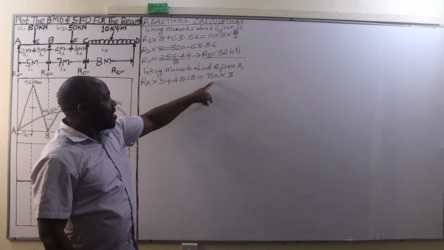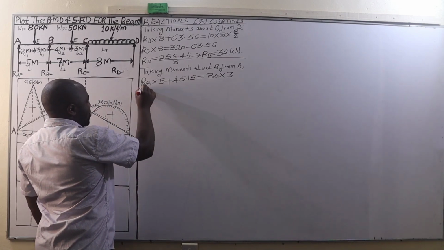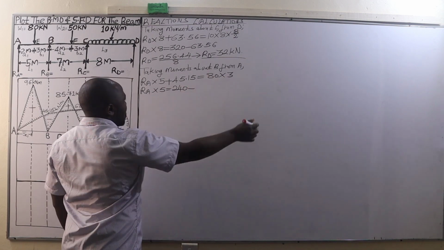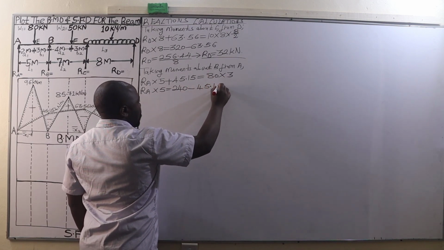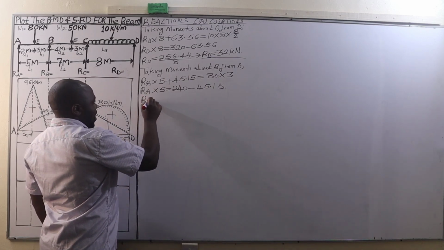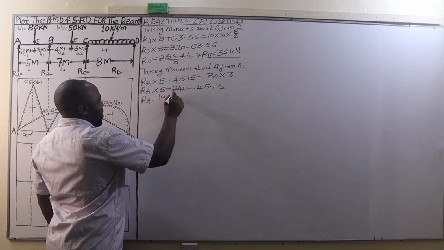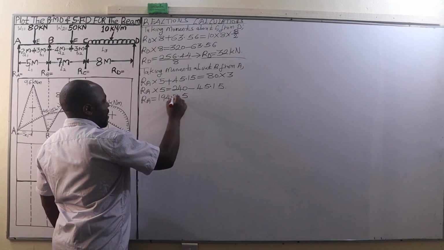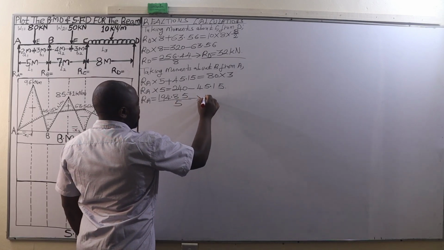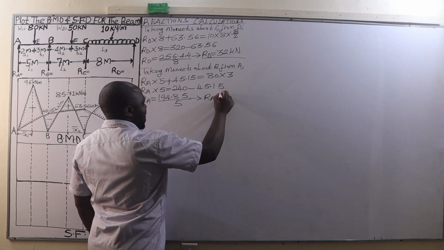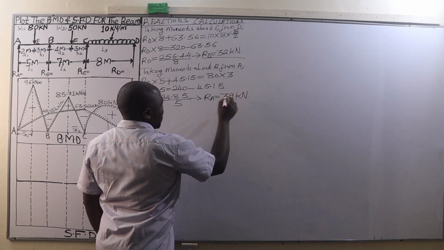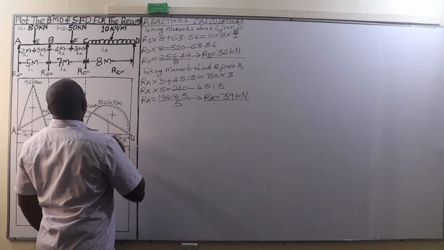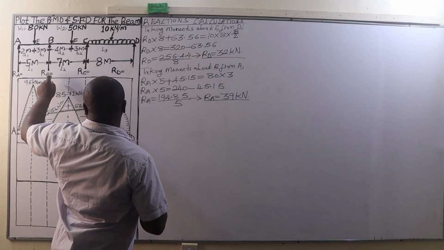Therefore, clockwise moments are equal to anti-clockwise moments. So this is going to be RA times 5 being equal to 240, that is 80 times 3, minus 45.15. And the reaction at A will be given by 194.85, that is 240 minus 45.15. We divide that by 5, and when we do so, that is going to give us a reaction of approximately 39 kilonewtons, since it is 38.9 something.